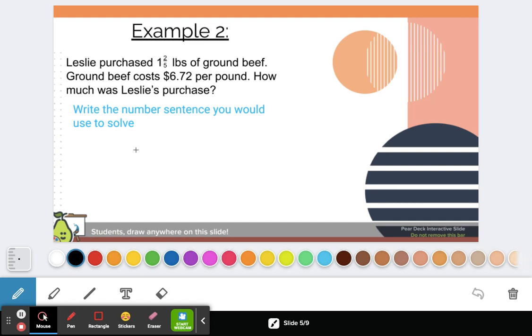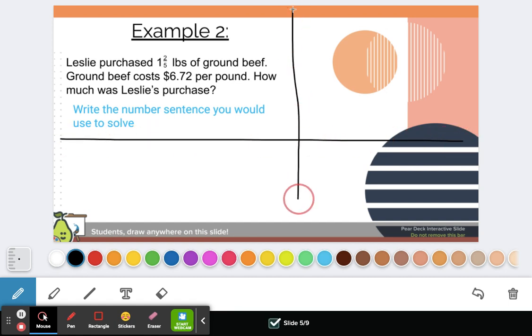All right, so for example 2, it says Leslie purchased 1 2/5 pounds of ground beef. Ground beef costs $6.72 per pound. How much was Leslie's purchase? So it says write your number sentence you would use to solve. So here I'm going to use my UPSL.